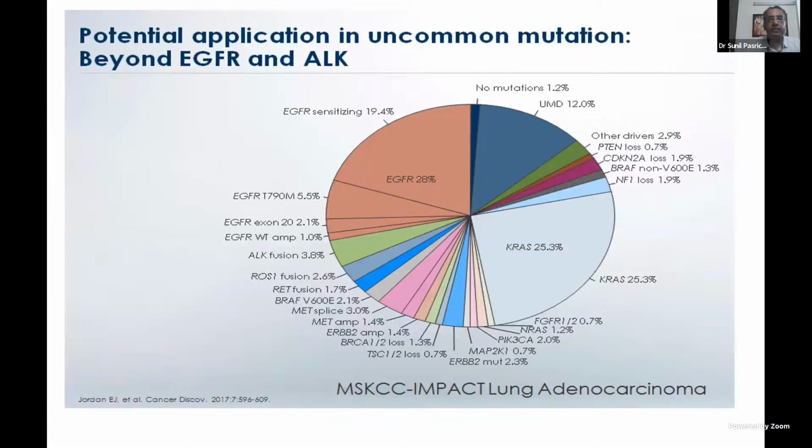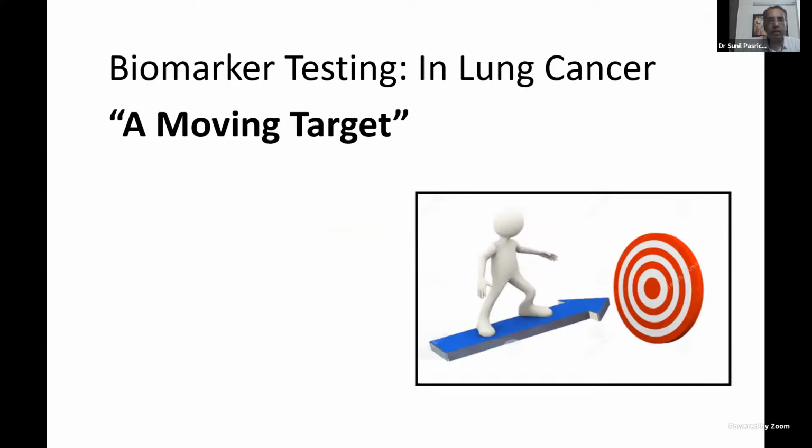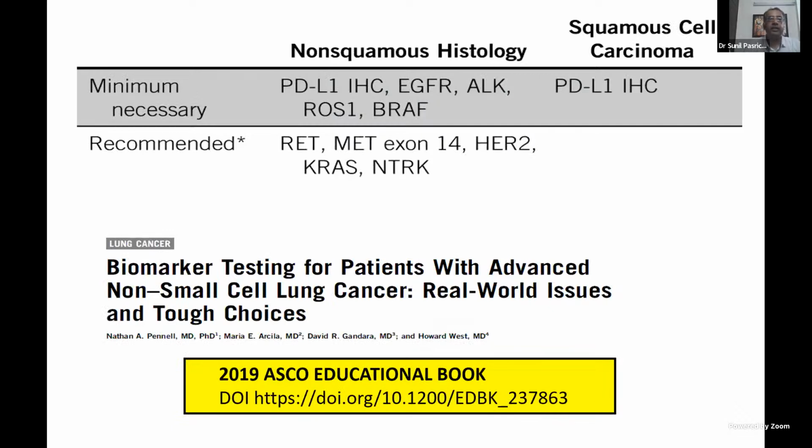Although EGFR and ALK make up the bulk of the targeted biomarkers, there are potential applications in uncommon mutations beyond EGFR and ALK, which make up around 15%. Biomarker testing in lung cancer is always a moving target, as Dr. Vamshi has already alluded to in his talk. A couple of years back, we had two broad categories. One is the minimum necessary, which is the must-do test: EGFR, ALK, ROS1, BRAF, and PDL1. The second category is recommended, which is the should-do test, as far as possible: RET, MET exon 14, HER2, KRAS, NTRK, and a few more have been added in the last 2 years.